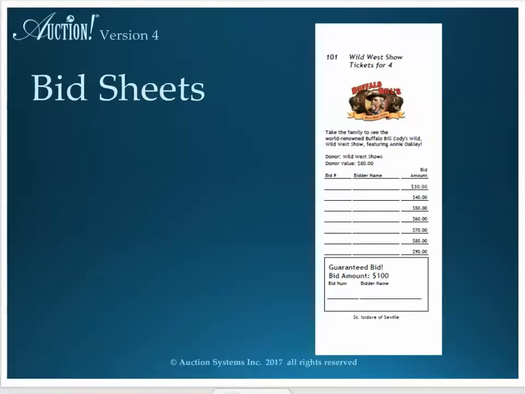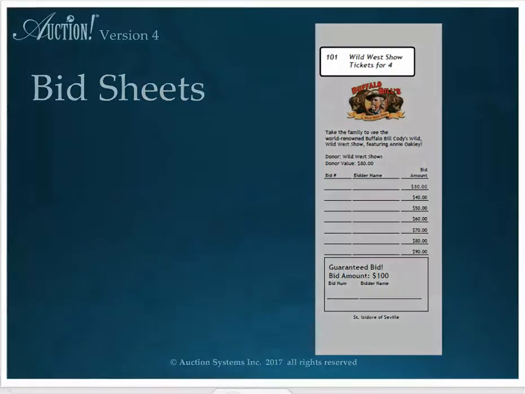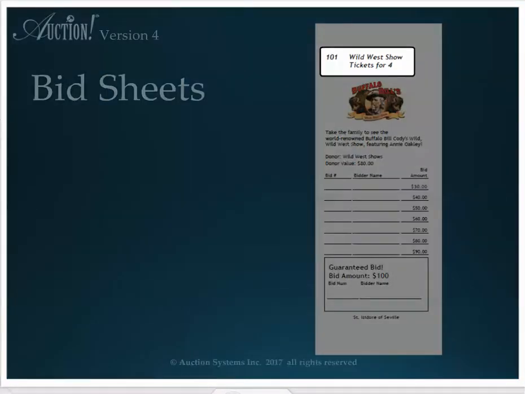This is a classic silent item bid sheet. You may or may not have all these parts on your bid sheet, and your bid sheet may be bigger or smaller. But let's look at what's available. At the top of the bid sheet is the item number and short description, or catalog title if different than the short description. This is always on a bid sheet.